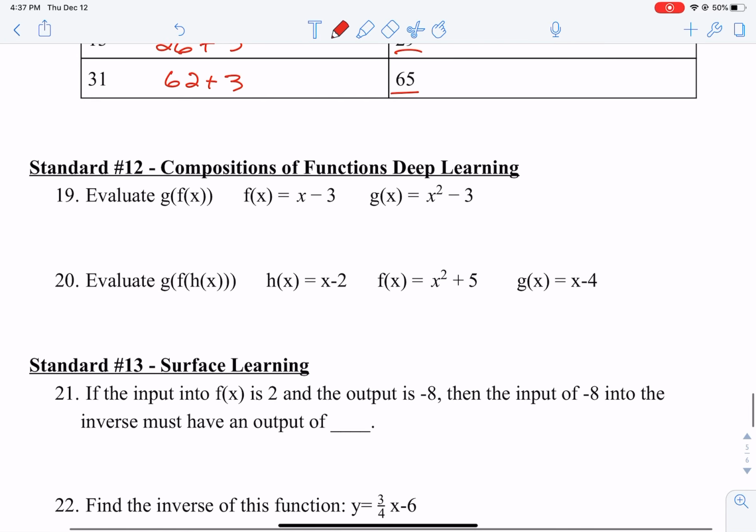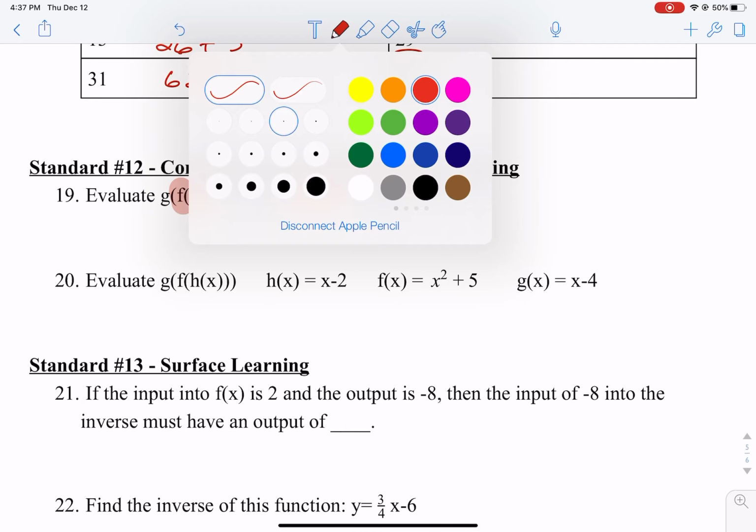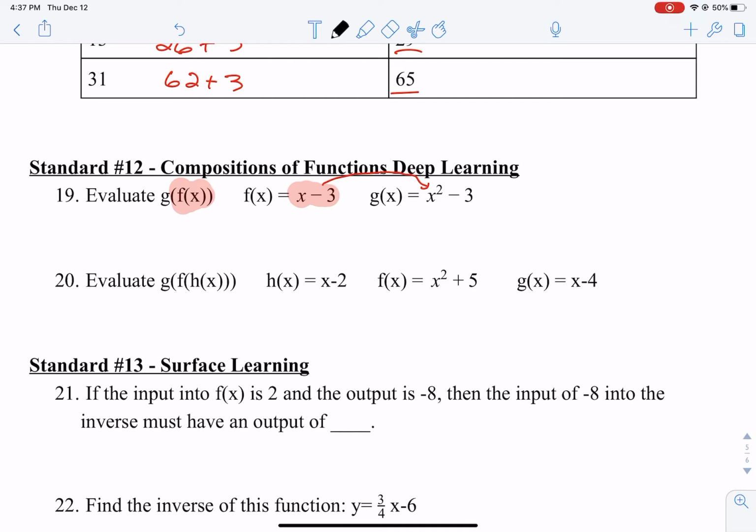All right, standard 12, composition of functions, deep learning. This is a more difficult type of problem where we're going to take the inside f of x, the whole equation for it, which is x minus 3, and plug it into x squared. So I warned you in class that you would have a problem like this, that you'd have to plug it in with parentheses, and I'm just going to take x minus 3 and put it in for that x. So that x is going to become x minus 3.